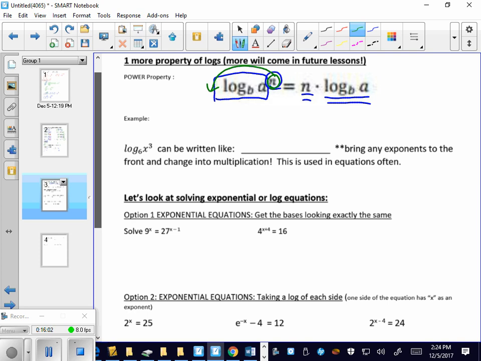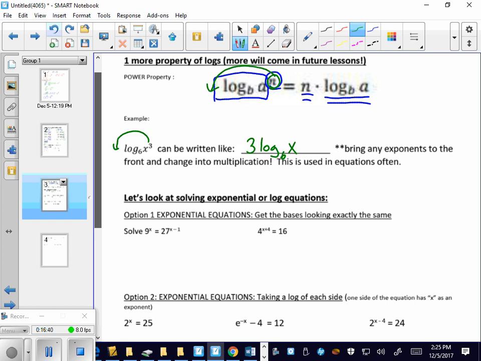So, example, log of x cubed base 6. I do have an exponent on my argument. The exponent is 3, which says that I can bring that 3 to the front of my log and multiply it. So I can have that as 3 log of x base 6. And they mean the same thing. Properties of exponents. If you raise an exponent to an exponent, you can multiply the exponents together.